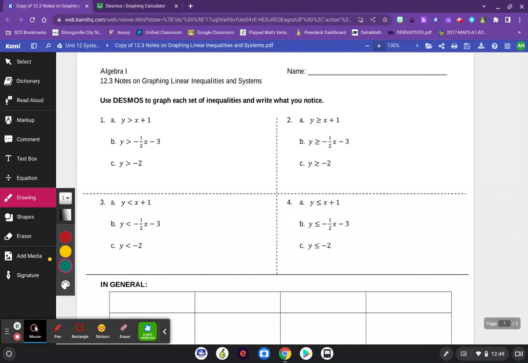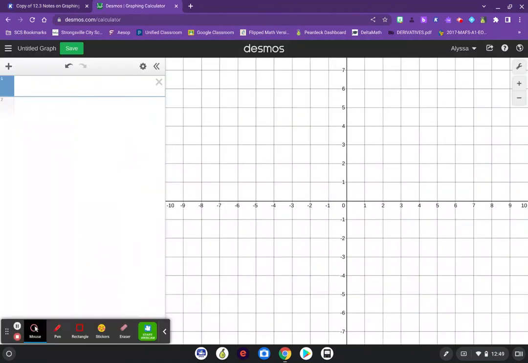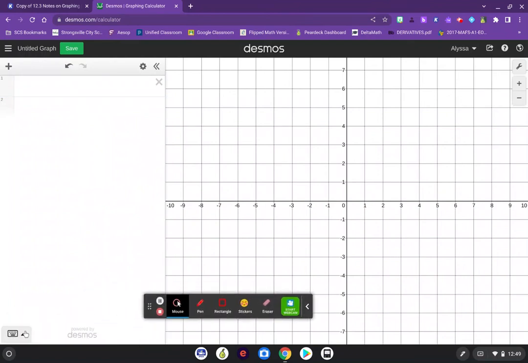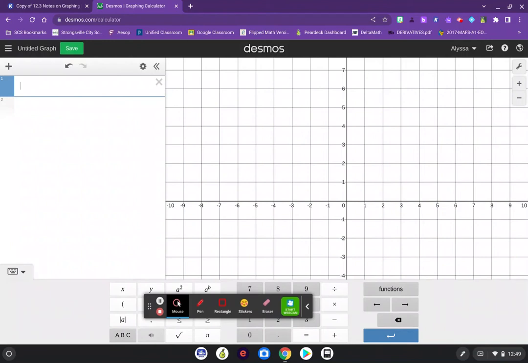I'm going to help you through this first one, this one right here. And so we're going to go to Desmos and we're going to type these three in. I'll do that with you. And so when we do that, you can either use the keyboard option that's down here at the bottom, or you can just use your keyboard.